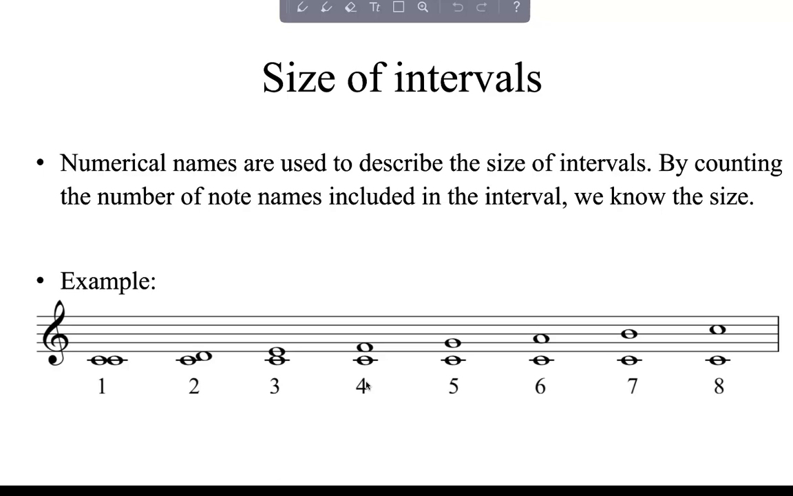So for the intervals I list on the screen, we can call them unison, second, third, fourth, fifth, sixth, seventh, and octave. The unison and octave are a little special because we don't call them first or eighths.